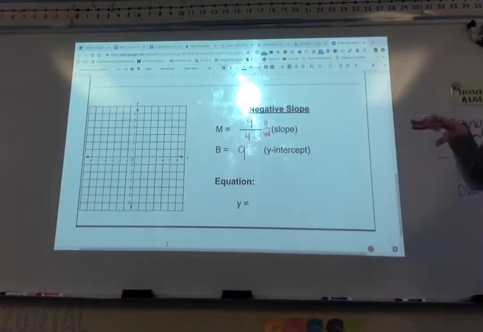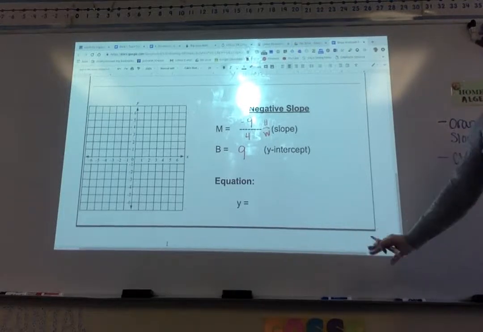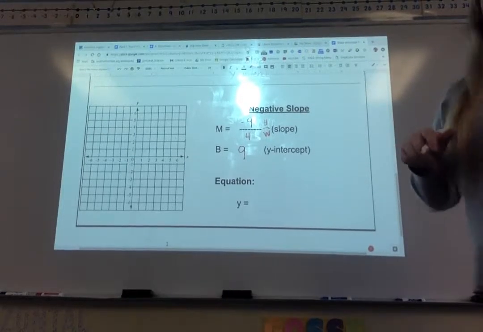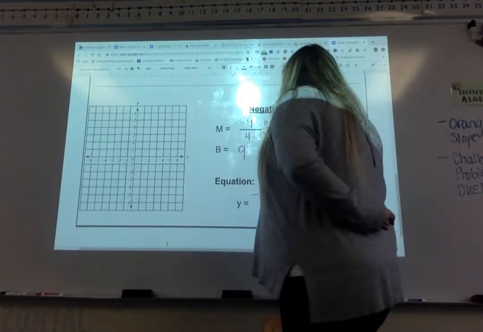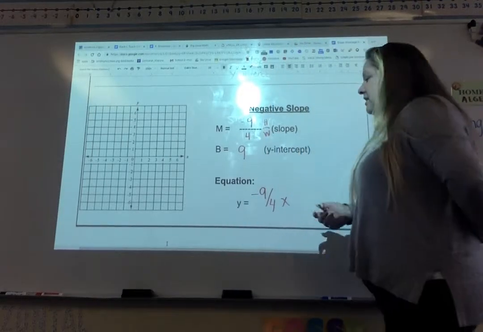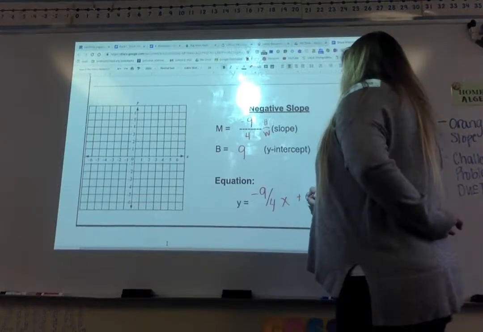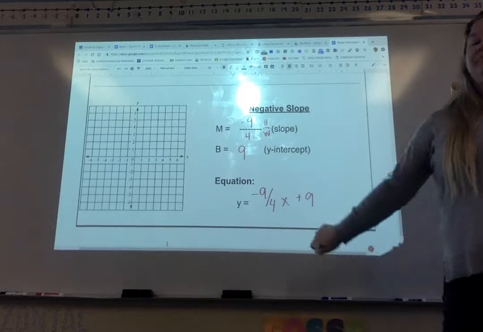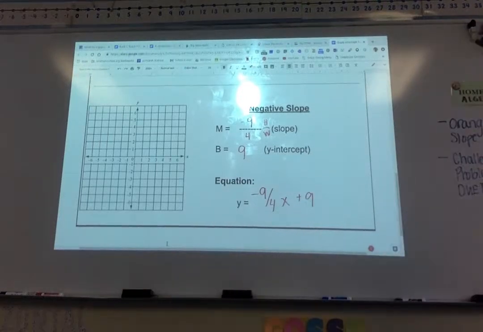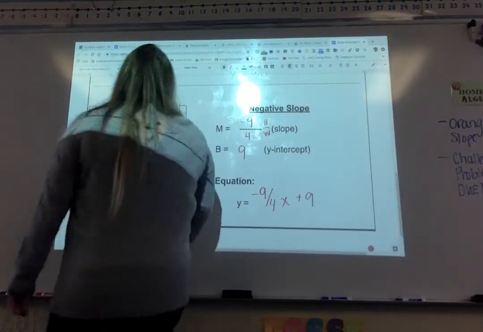Easy. On this one, let's write the equation first, okay? So which number would get written first again? Negative 9 over 4. So I have negative 9 over 4x. And then I write my plus 9. So a plus sign goes in between because this is a positive 9. What goes on my graph first? My slope or my y-intercept? Y-intercept, okay?